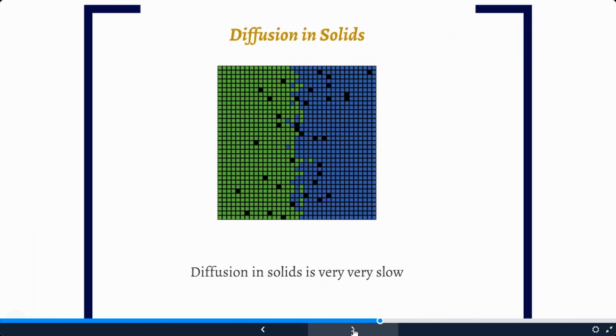Similarly, in the case of solids, the diffusion is least. As you can see in this example, a paper is poured with blue ink. You can see this blue ink is spreading through the whole solid, but at a very slow rate. That means their diffusion rate is least.